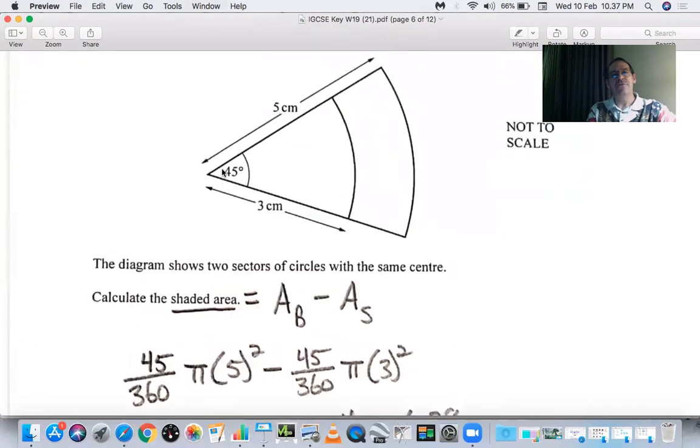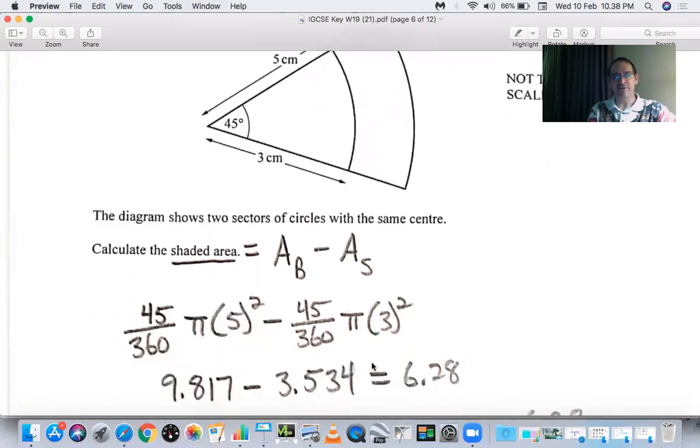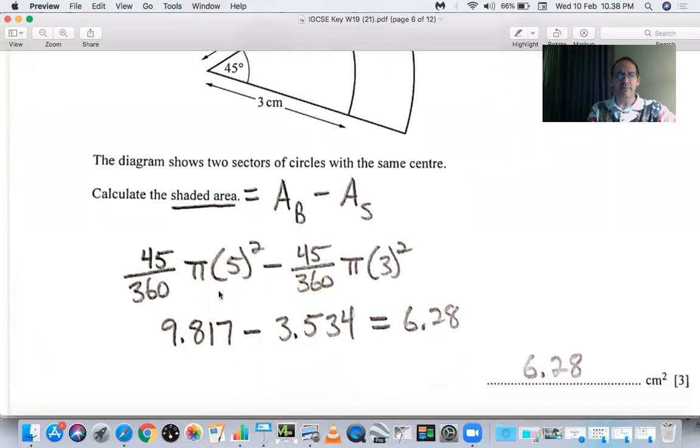And we use the 5 because we want to take the big sector minus the small sector. So the small sector is still 45 out of 360 as our fraction, but now it is pi r squared with the little radius of 3. And when you calculate both of those, you get 9.817 minus 3.534. And that subtraction gives you 6.28.